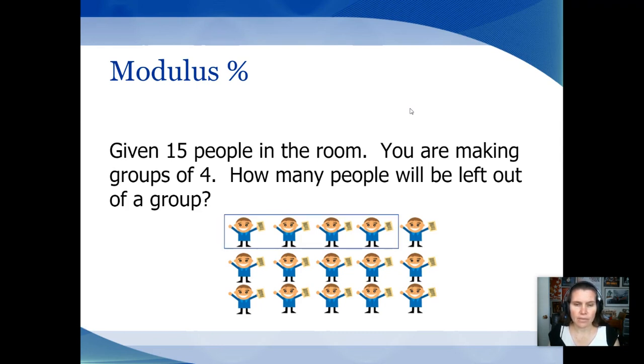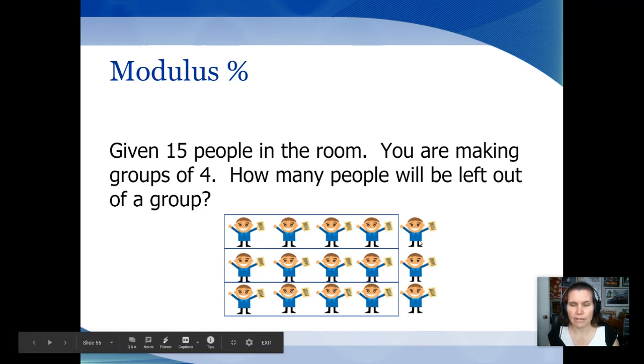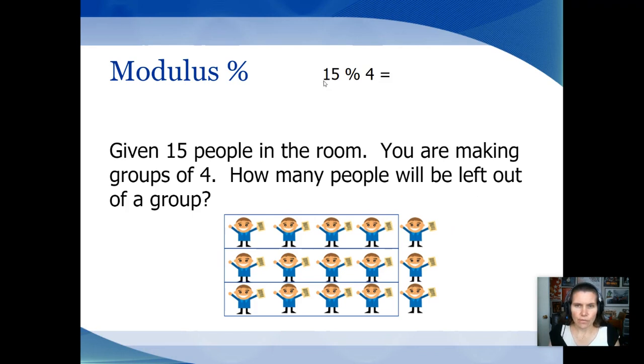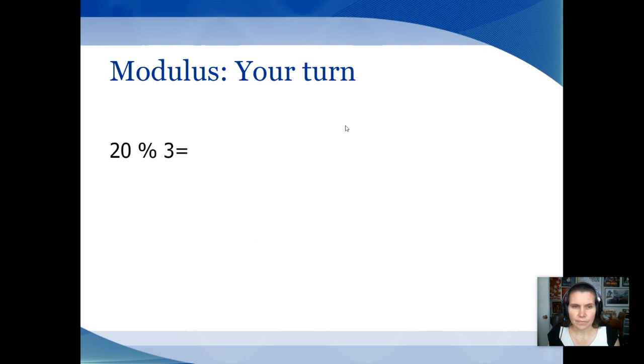Because if you look at this, we have group 1, group 2, group 3. So if we say 15 mod 4, that gives us 3 people that were left out of a group. Modulus division. Okay, so mod is represented with a percent sign. Percent sign just means modulus division. So 15 mod 4 equals 3. Your turn. Tell me what 20 mod 3 is.